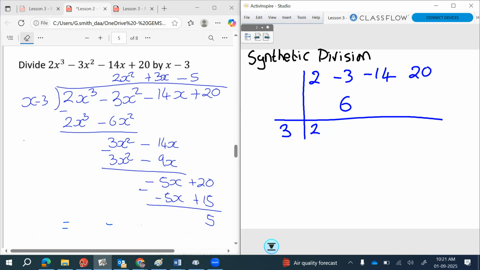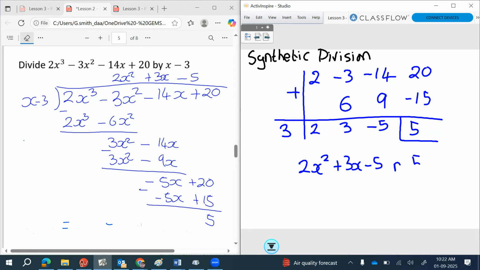Add these two together: minus 3 plus 6 is 3. Take this 3 multiplied by a, and add: minus 5. Then 3 times minus 5 is minus 15. Add them together: 5. So when you do that division, you get 2x squared, because it's 3 terms, plus 3x minus 5, remainder 5. And that is the result we got here.